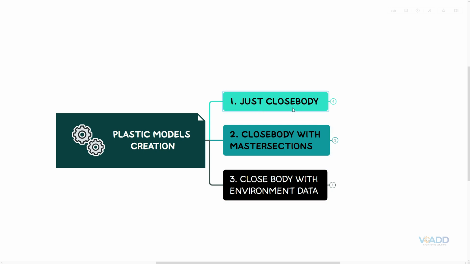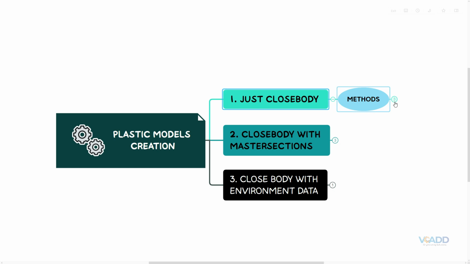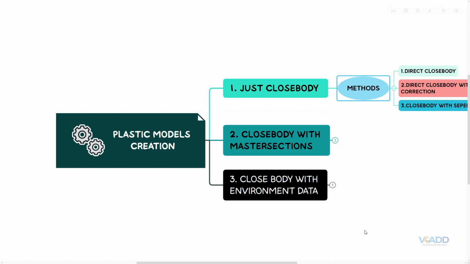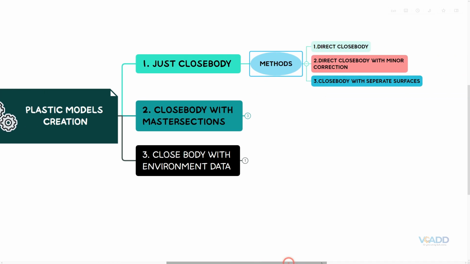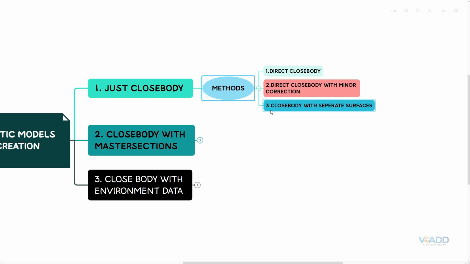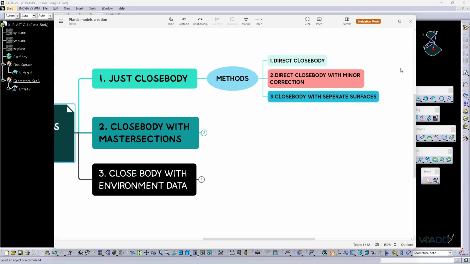So first closed body is, if I expand this, there are methods. If we are talking about the closed body, then the methods to create a closed body, there are three methods that you should always try. These all three methods. So try with first method, then if first method is not working, then go to the second. If it is not working, then go to the third method. The first is direct closed body.